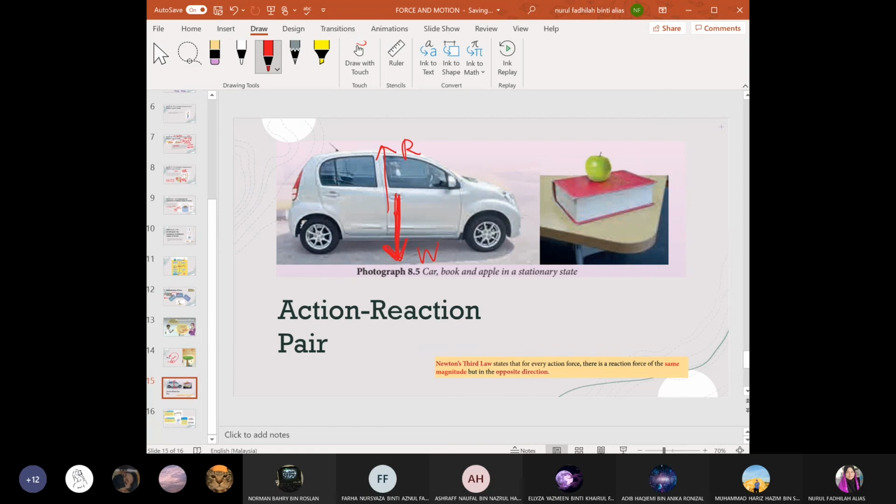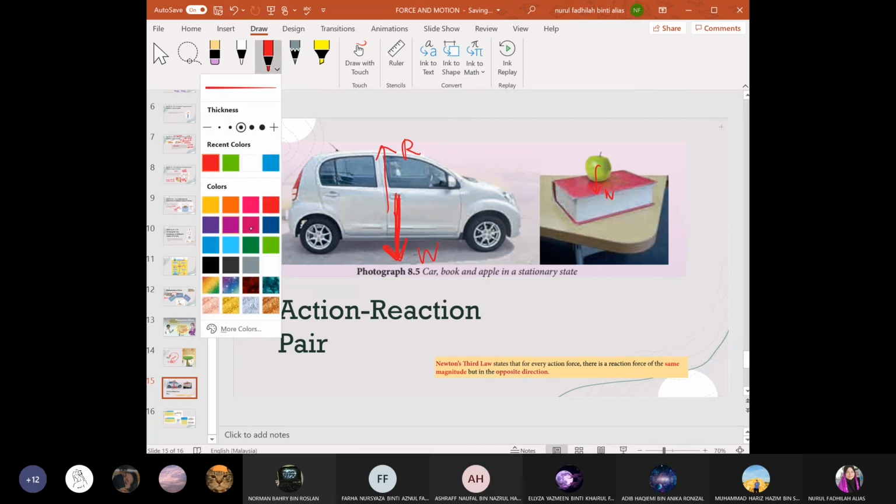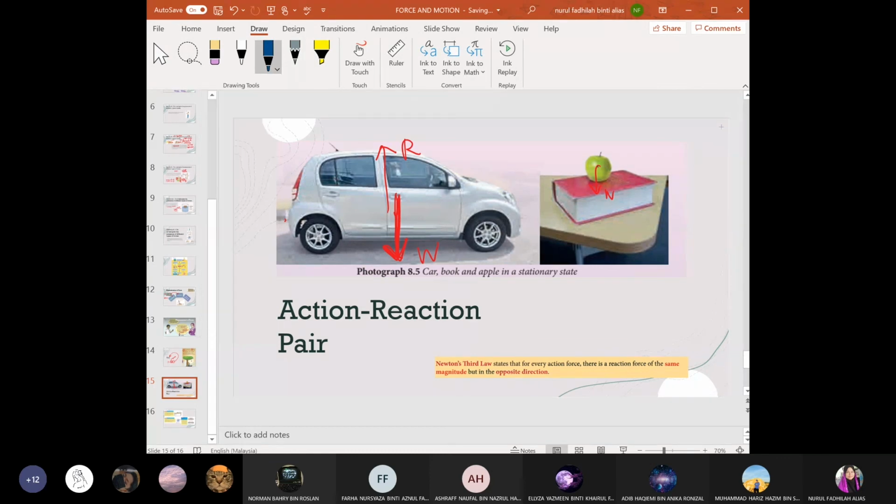Okay, now look at the apple and the book. Same. So if we are focusing on the apple, so the apple has its weight downward. Okay, walaupun dia hanyalah an apple, but of course it has its own weight downward. And then it has another one, normal. The table stays stationary. So okay, we are saying that there is always action-reaction pair.